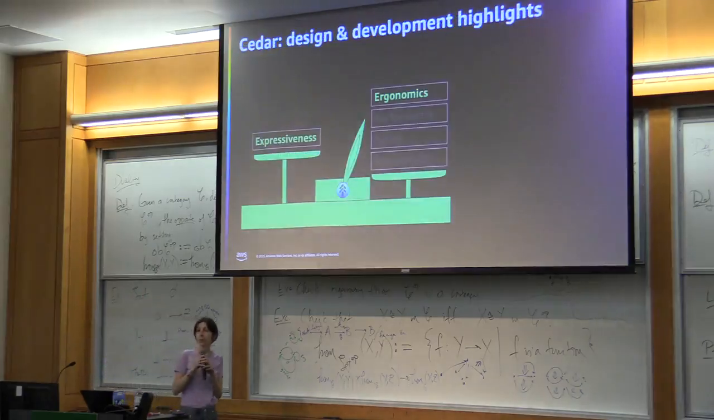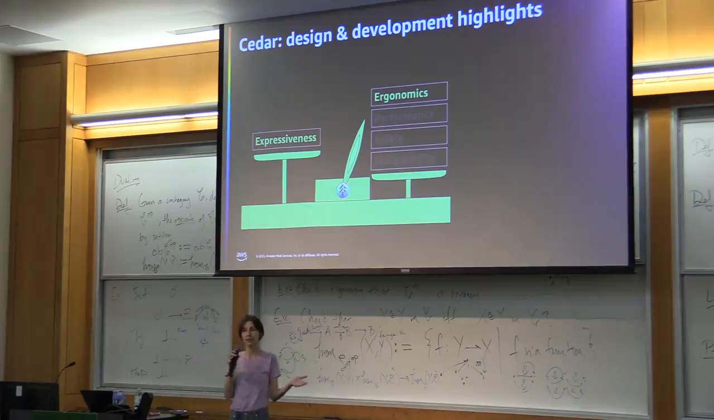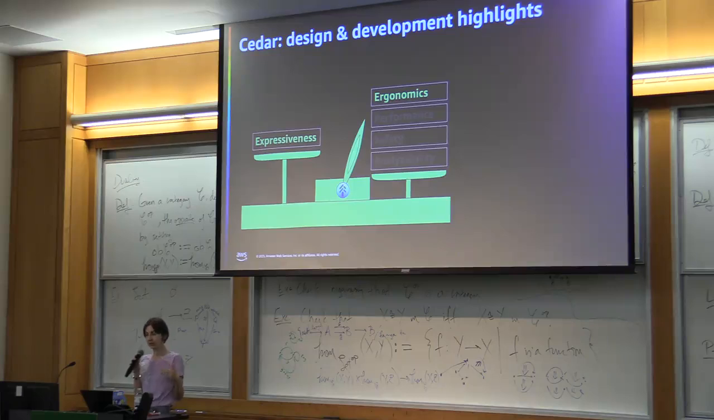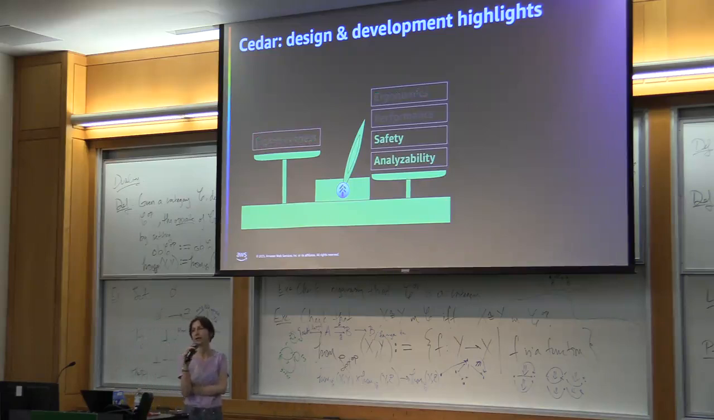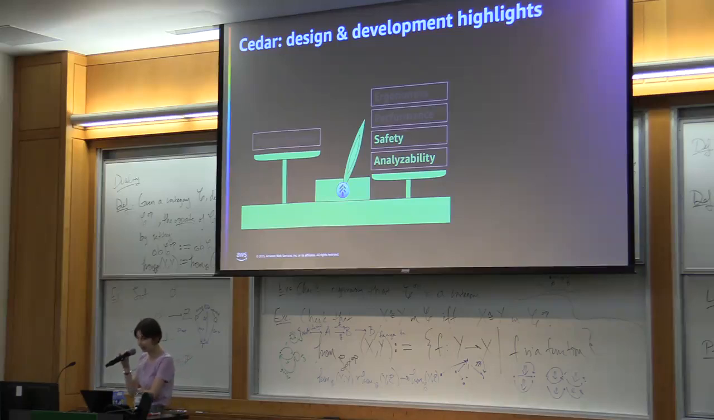Okay, so that's the language design. This is why Cedar looks the way it looks, and this is why its semantics is defined the way that it's defined. So we wanted to get a certain level of expressiveness, a certain level of ergonomics. The next thing we're going to talk about is this type safety and analyzability aspect, which is unique to Cedar.